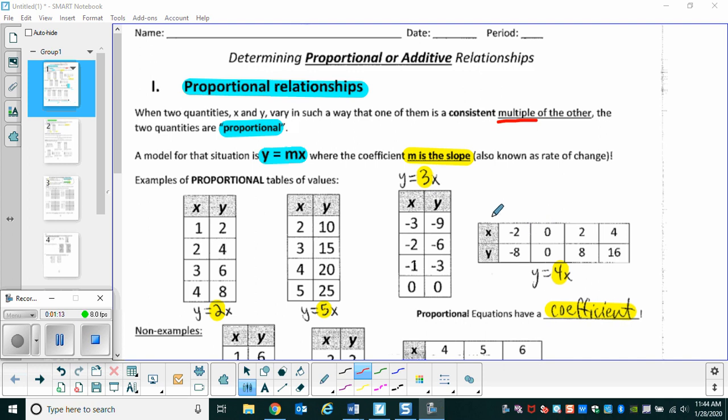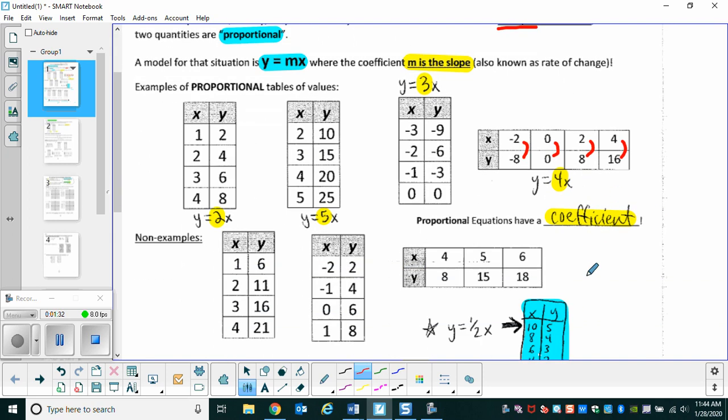And in the last one, this table of values just shows the x column, instead of it being first, it's up above. And you can see here, you've just got to move from the top to the bottom, and you can see the times 4 relationship. So y equals 4x. So anytime your proportional equation shows multiplication, you're going to have a coefficient in your equation.